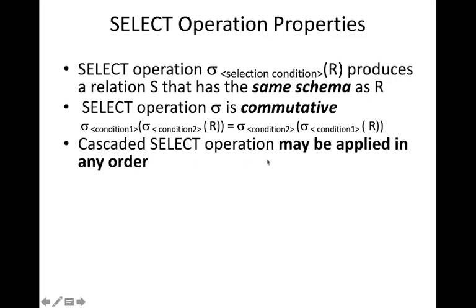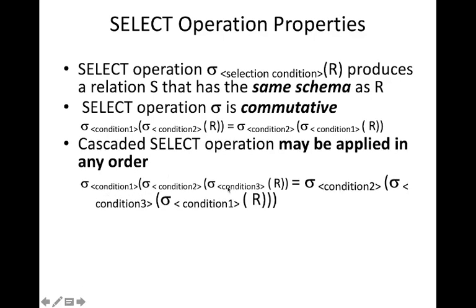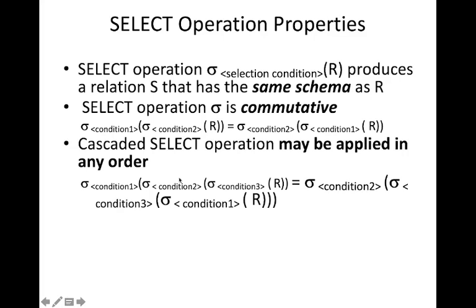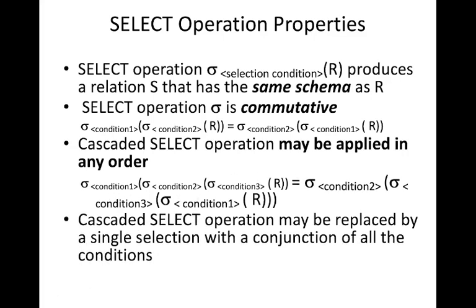Then a cascaded select operation may be applied in any order. So this is a cascaded select operation. If you have different conditions, they can be applied in any order. It is not mandatory that condition 3 should be applied first, then condition 2, then condition 1. It is an extension of the commutative property. So you can apply condition 1 first, then condition 3, then condition 2. You can specify the conditions in any order.